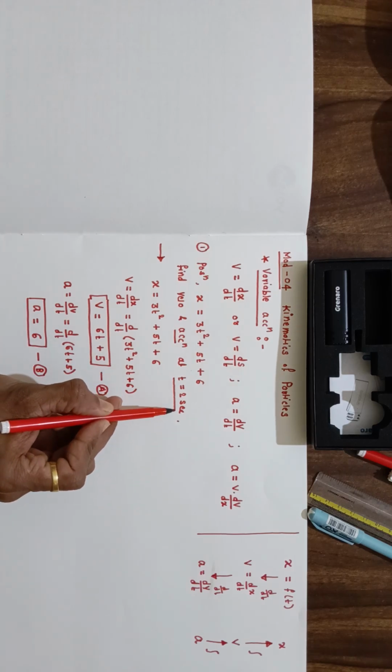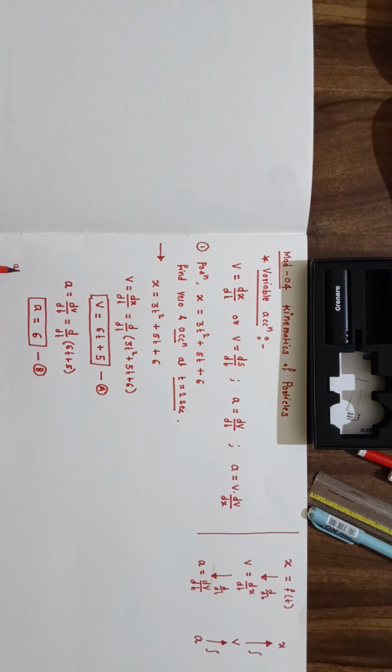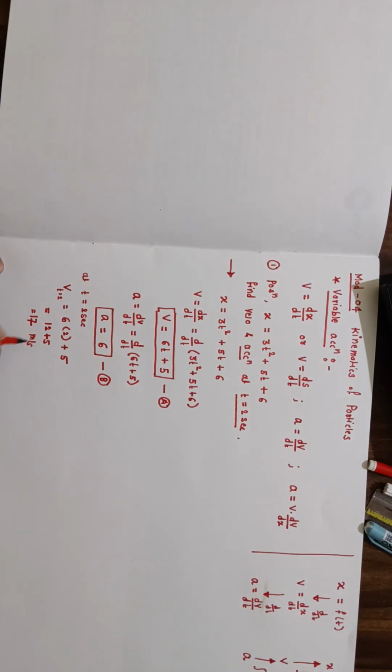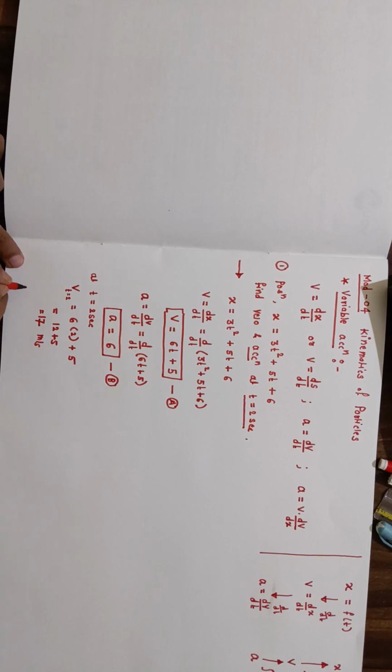We need the exact answer at t equal to 2 seconds, so just put the value of 2 seconds in the equation of velocity. So v at t equal to 2 is equal to 6 times 2 plus 5, so 6 into 2 is 12 plus 5, so this is 17. So velocity is 17 meter per second, and the acceleration at t equal to 2 seconds, acceleration is constant, so it is 6 meter per second square.